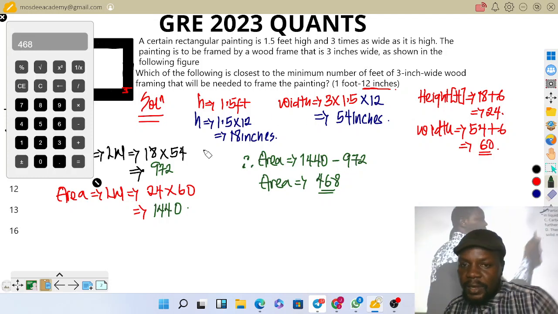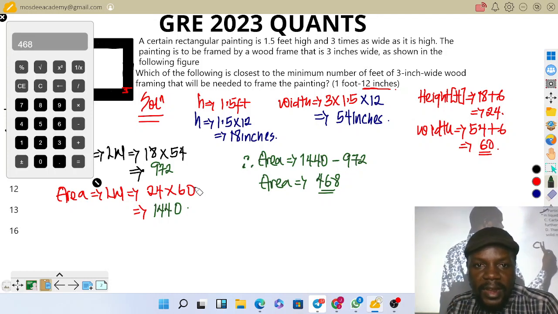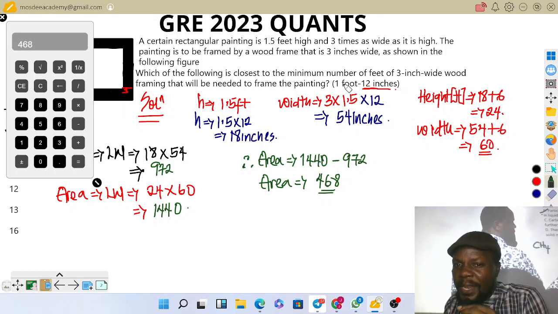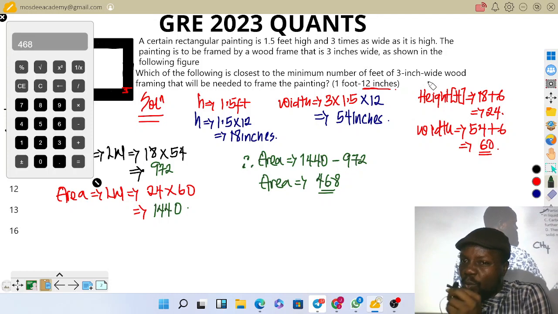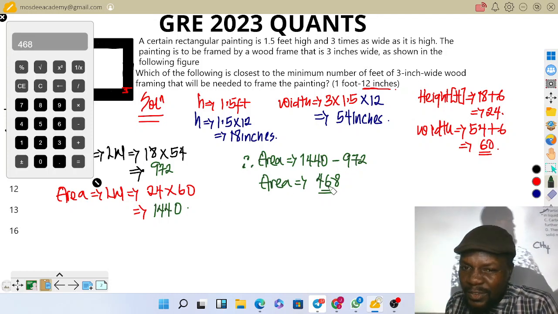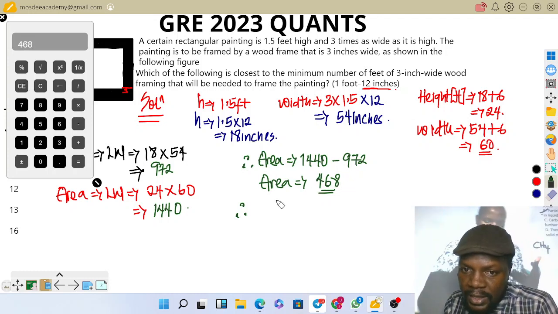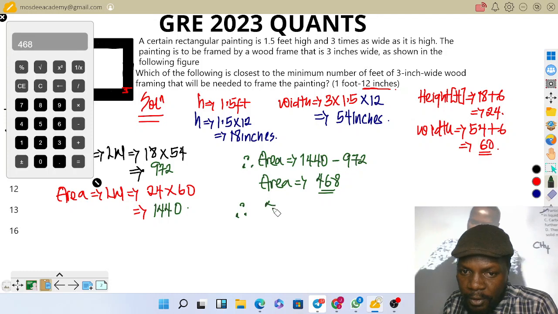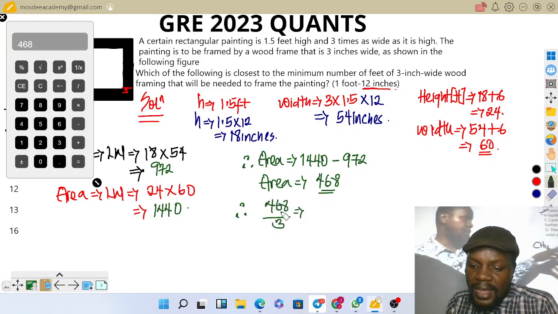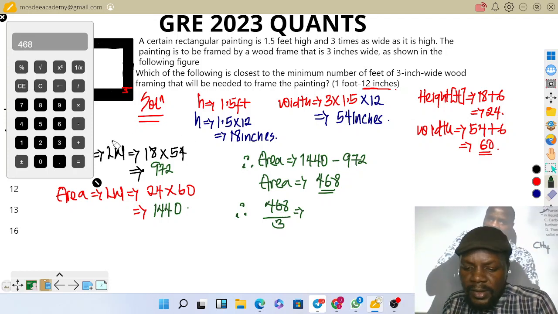So what does the question ask? The question says, which of the following is closest to the minimum number of 3-inch-wide framing? So the area of this frame now is 468 square inches. Each 3-inch piece will now be 468 divided by 3. So that's it. The answer is in what? Inches. So is it divided by 3?